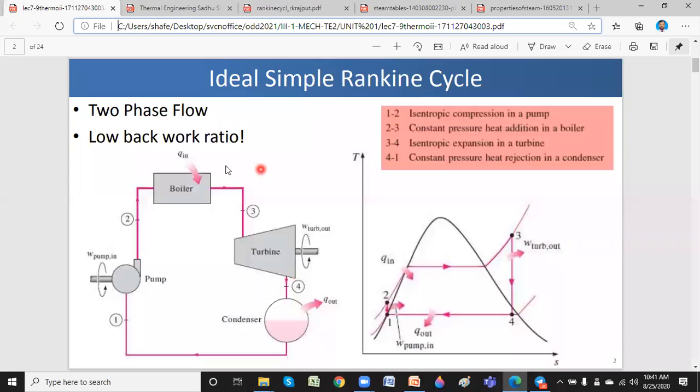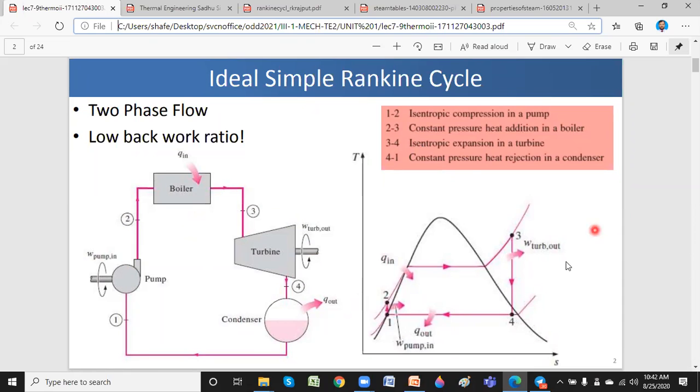As I explained in the previous lecture also, this is heat input and this is heat output. This is work input and work output. So work pump in, I am giving work to the pump to handle the feed water, and I am getting work from the turbine as mechanical energy. These are the four operations in a Rankine cycle. This is a continuous process. We see here 1 to 2, 2 to 3, 3 to 4, 4 to 1. These are the four processes.